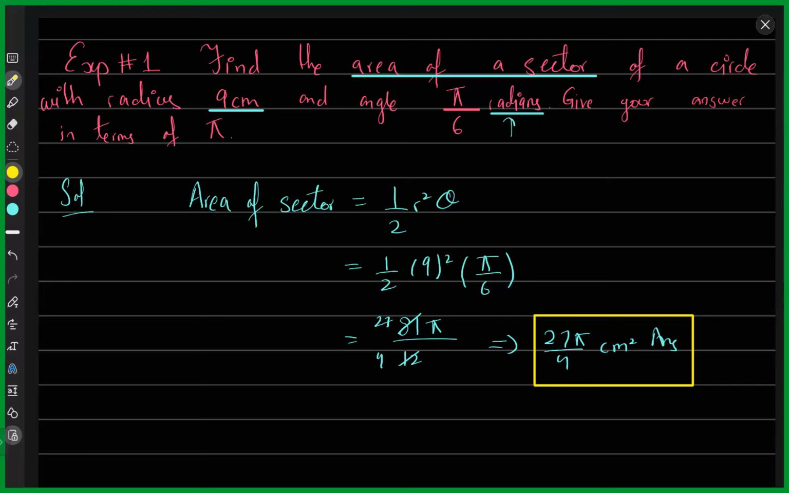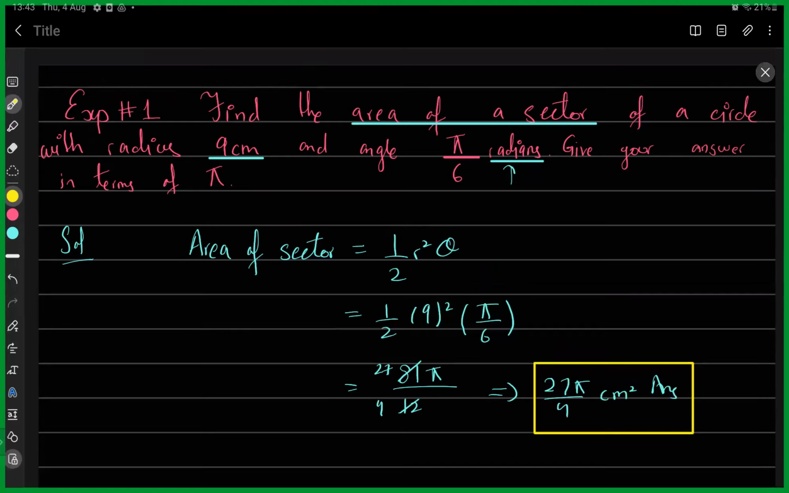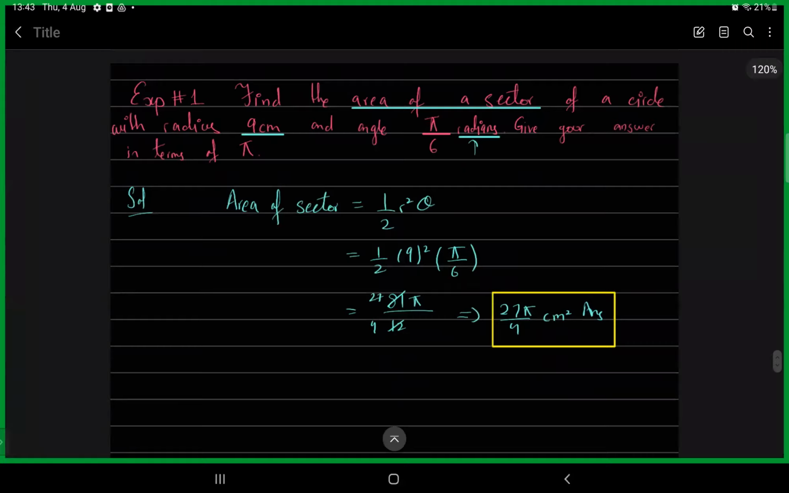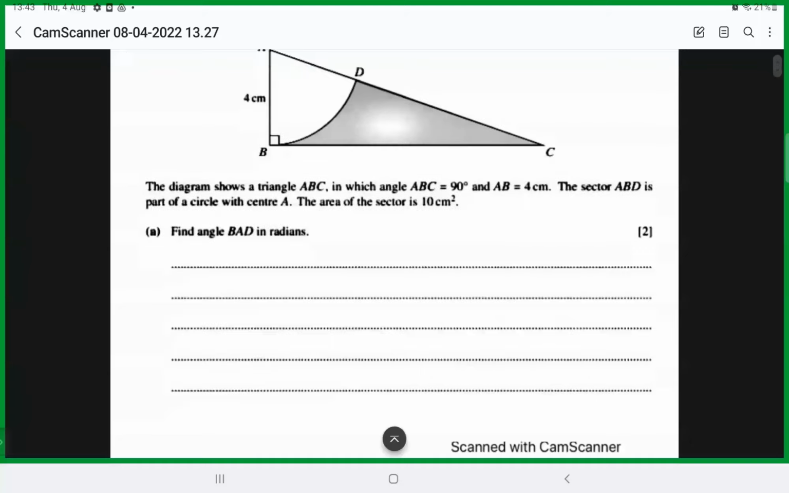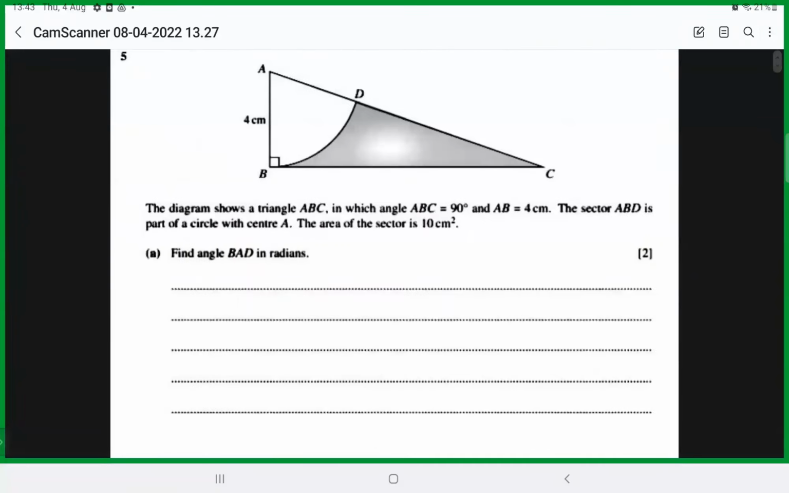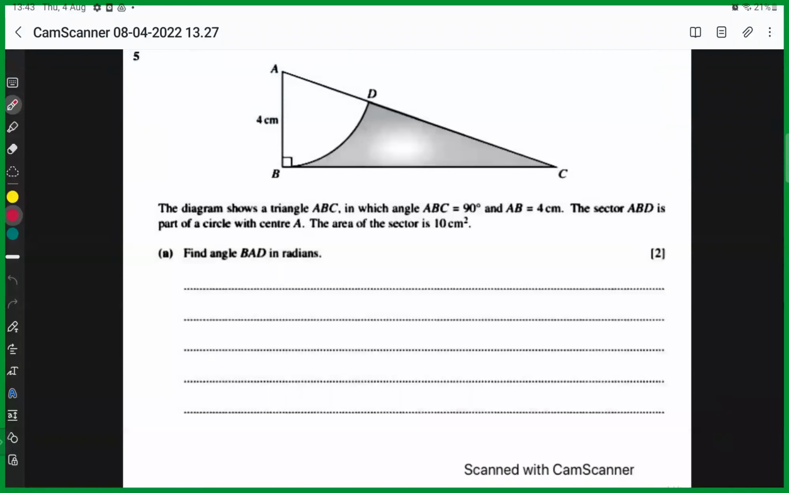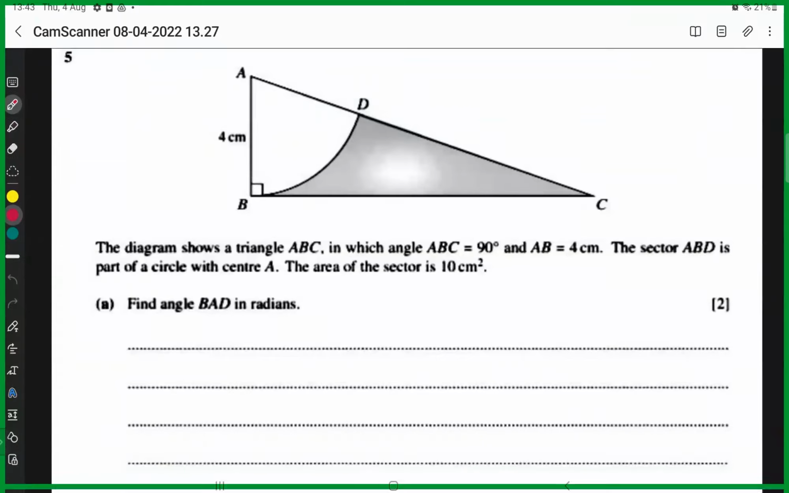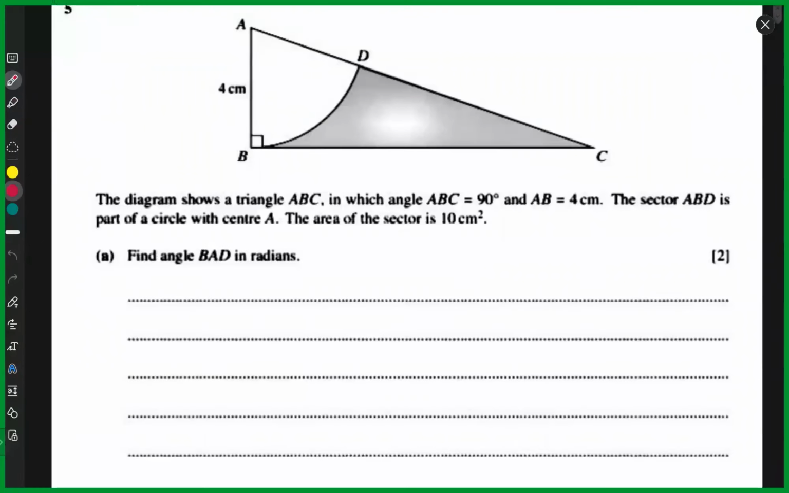All right, so let me shift to the other PDF now. Okay. So let's talk about the first question.